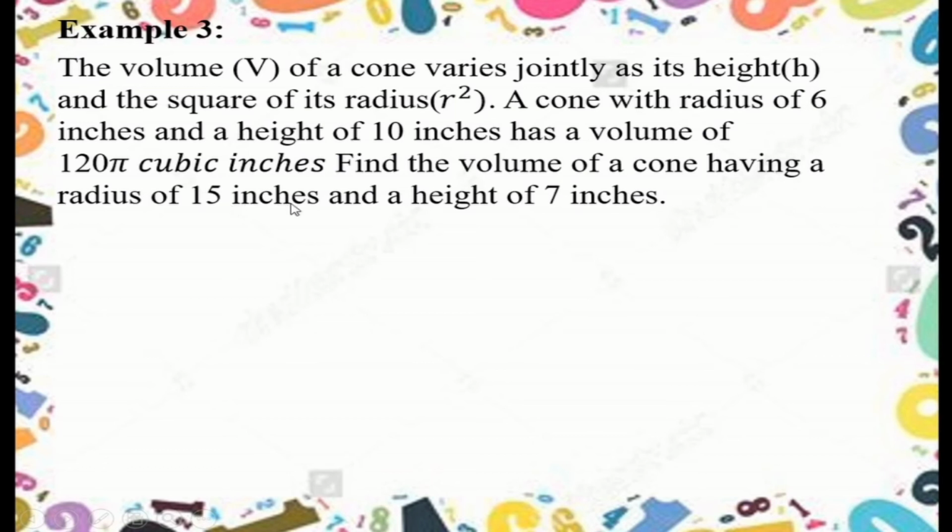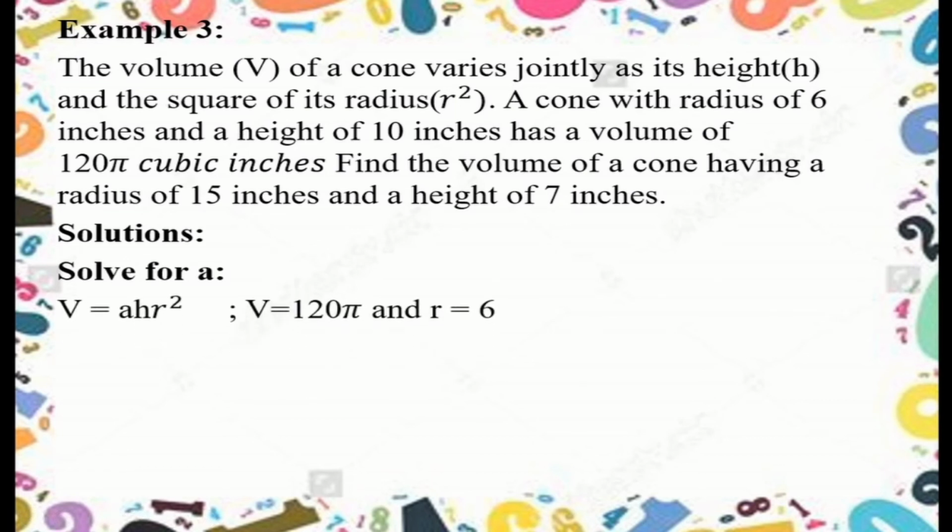So, solution natin, solve for A. Kasi nga, yun ang pinakaunang susolve kung hindi given sa problem yung inyong constant of variation. So, V, kasi nga naunang mention kanina si V, is equal to A H R squared. So, kung baka magtanong kayo, baka sabihin ninyo, sir, pwede bang ipagpalit yung position ni R squared at saka ni H? Pwede, okay? But mas maganda, i-follow nyo yung sinabi doon sa statement na varies jointly as its height and the square of its radius. So, nauna si height.